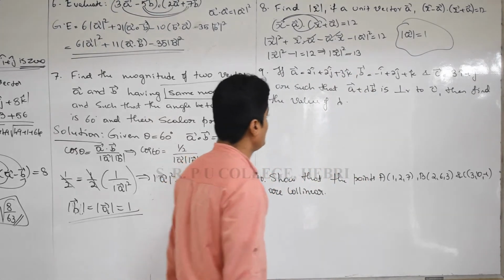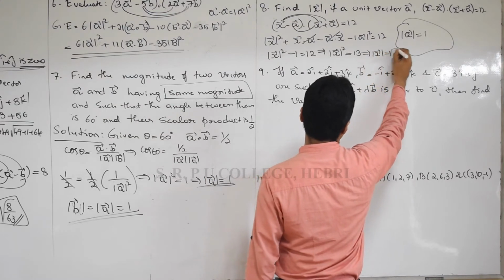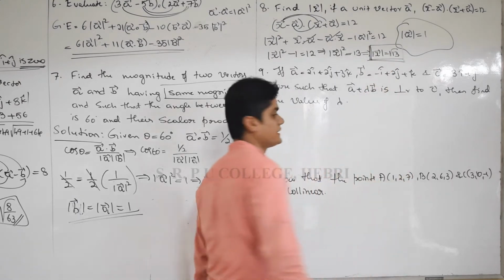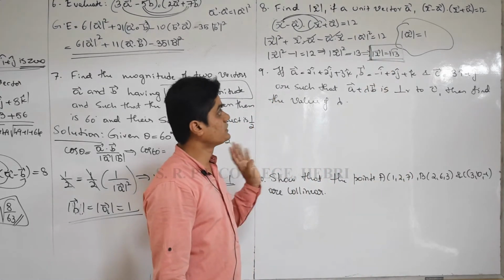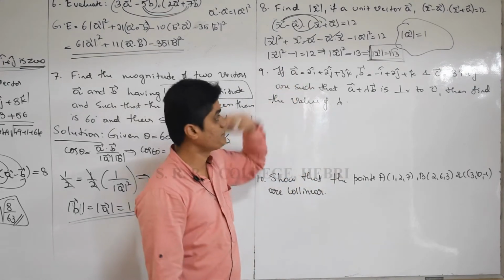12 plus 1. So this implies magnitude of vector x is root 13, not plus or minus, because it is a magnitude and it cannot be negative. So the answer is root 13. Simple question, only you should multiply properly.